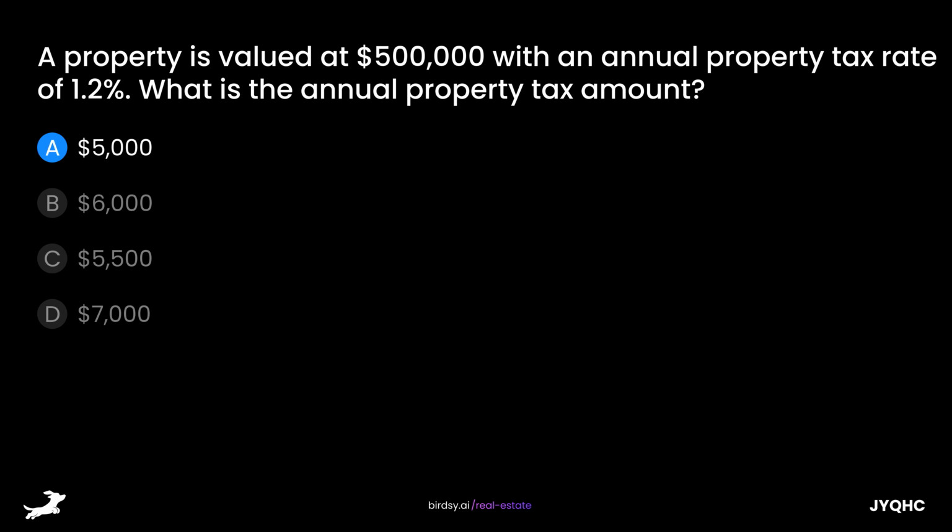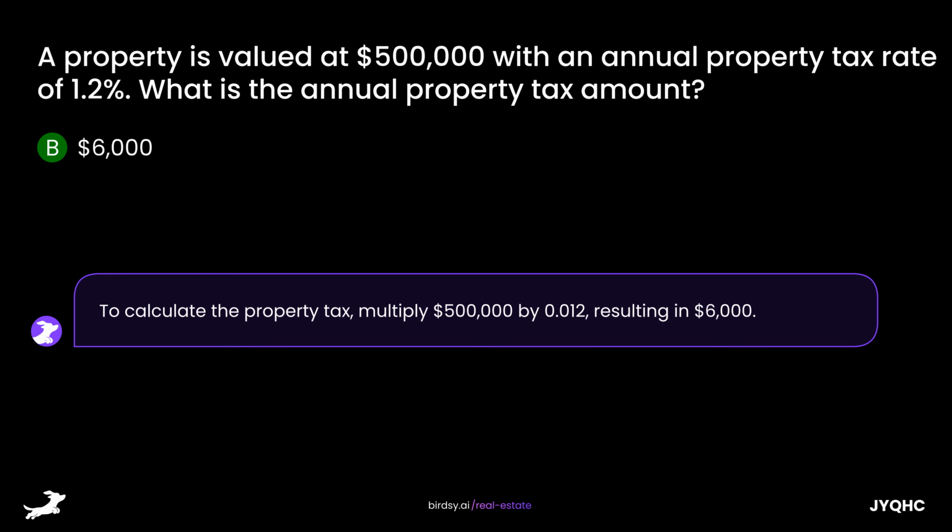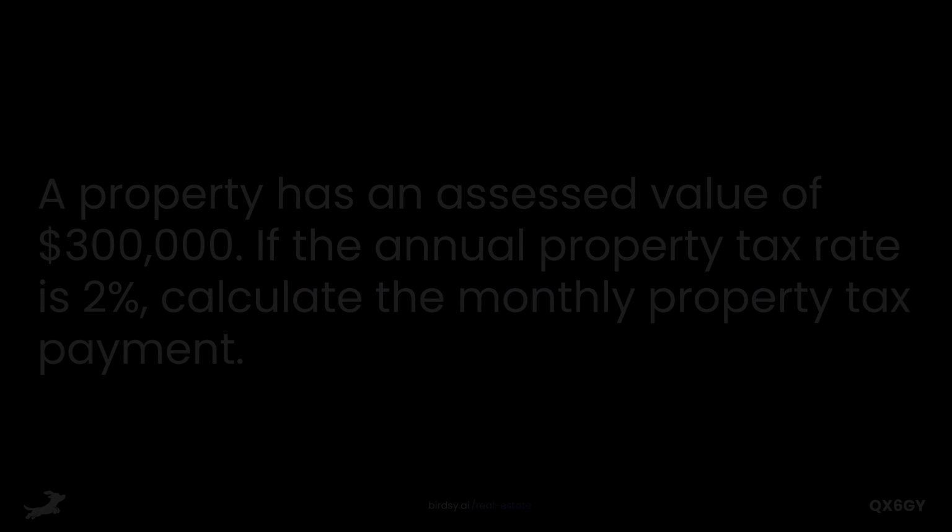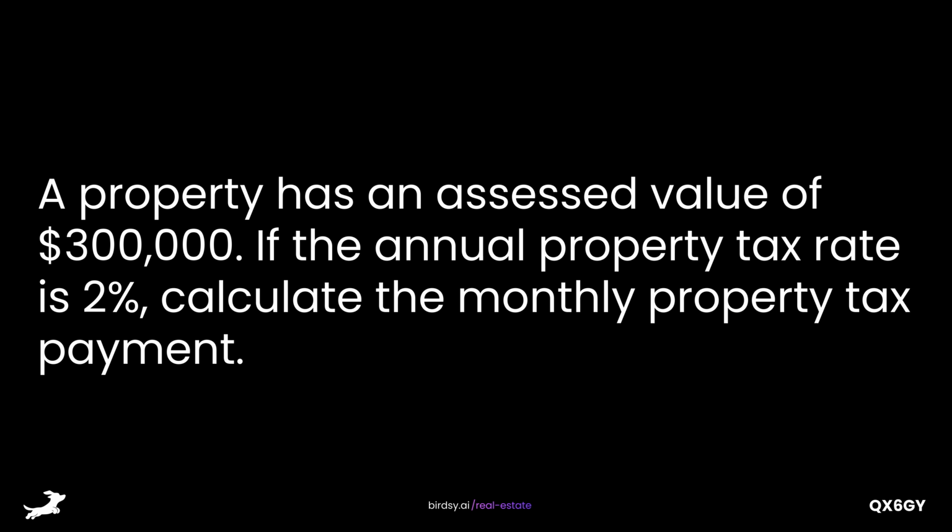Is it A. $5,000, B. $6,000, C. $5,500, or D. $7,000? The answer is B, $6,000. To calculate the property tax, multiply $500,000 by 0.012, resulting in $6,000. A property has an assessed value of $300,000. If the annual property tax rate is 2%, calculate the monthly property tax payment.